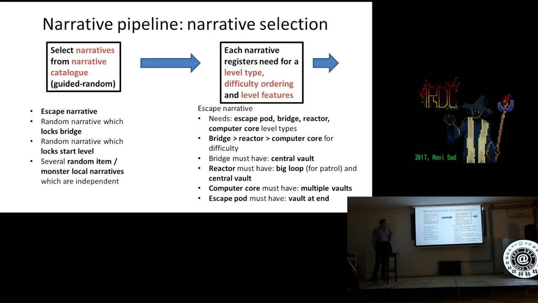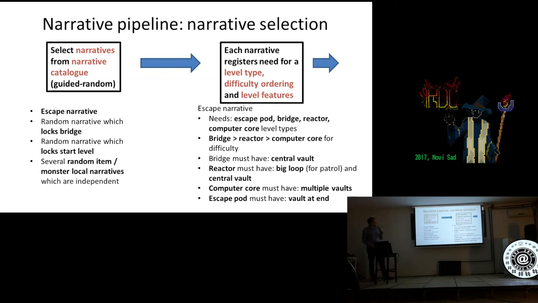So I'll take you through the way what I've called my narrative pipeline works. I start off with a narrative catalog, and that contains large chunks of narrative, like my self-destruct quest, my antenna quest, and small narratives as well. Here I've taken the escape narrative as an example. It's a random narrative which locks off a bridge, let's say, and a couple of local narratives, one that randomly locks a bridge, and one that randomly locks a start level, and several random local narratives for the rest of the game.